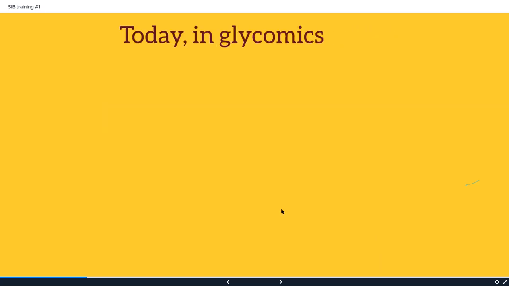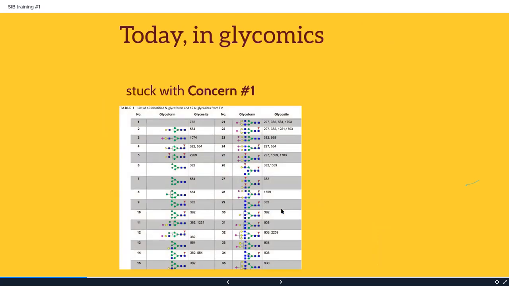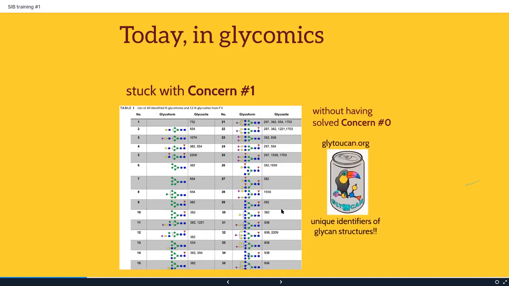Now, in glycomics, we are stuck with concern number one at the moment. We're still in the process of producing large tables with glycans. And I would say it's even without having solved concern number zero, which is to have a precise accession number for each of the structures, each of the glycans that are identified. So this is happening more and more, but not quite.